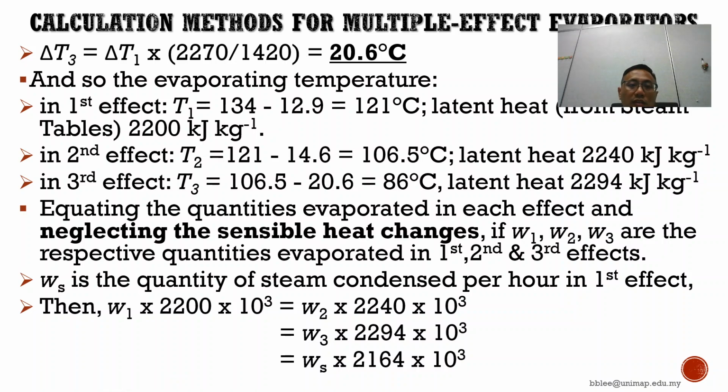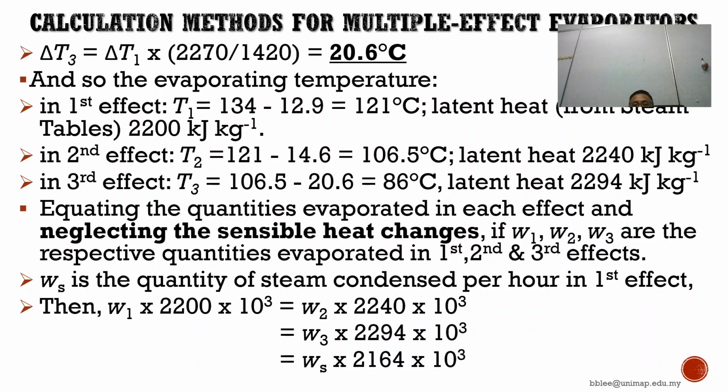In effect 2, same thing, we know delta T2 is 14.6, and the temperature coming out from effect 1 is 121. So the feed temperature of the second effect, 121, minus the delta T gives us the temperature inside the second effect, which is 106.5 degrees Celsius. From there we search the steam table and get our lambda, our latent heat, which is 2240 kilojoule per kg.